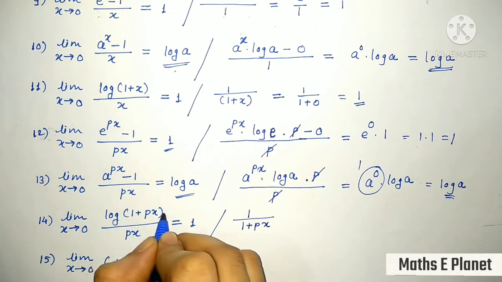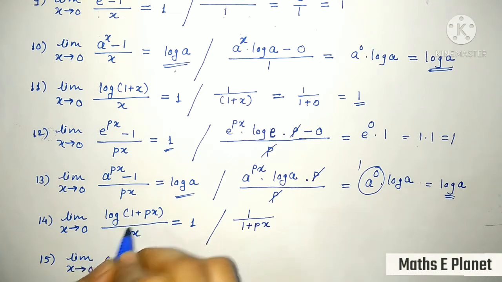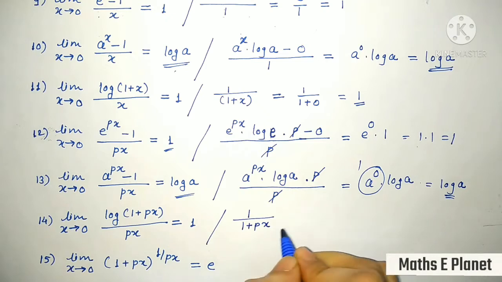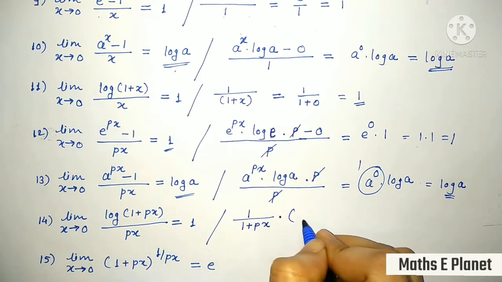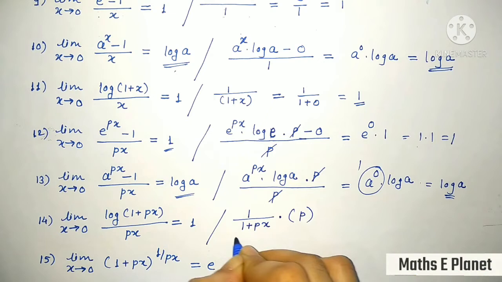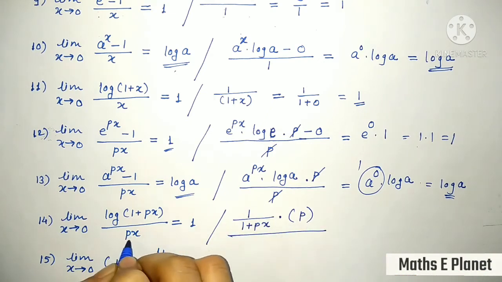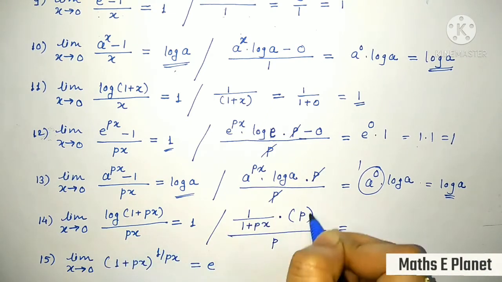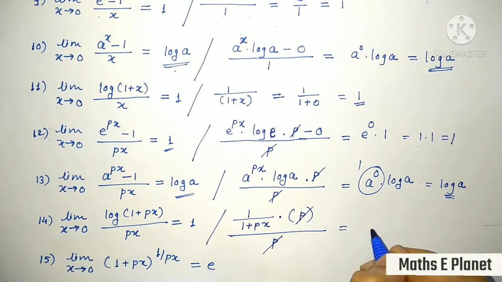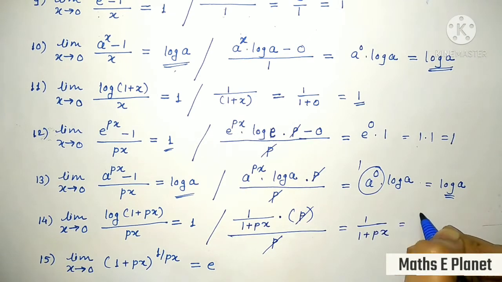But 1 plus px is not x, so again you can use the chain rule and take the derivative of this 1 plus px. The derivative of 1 plus px is p. In the denominator, the differentiation of px is p. This p and this p will get cancelled, and what will we get? 1 upon 1 plus px. Now put x is equal to 0, so 1 upon 1 plus 0. So the answer is 1.